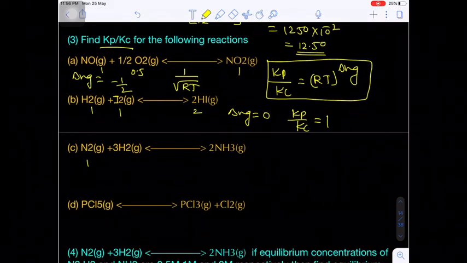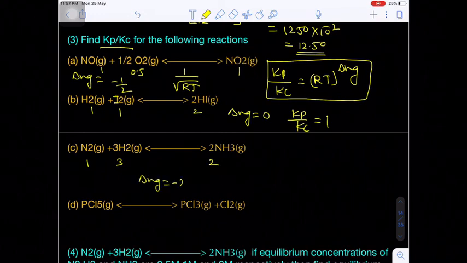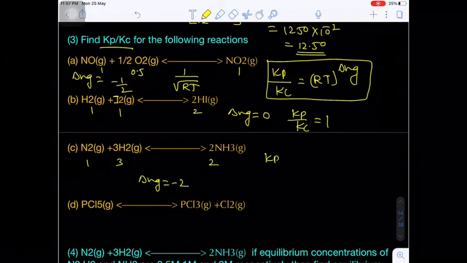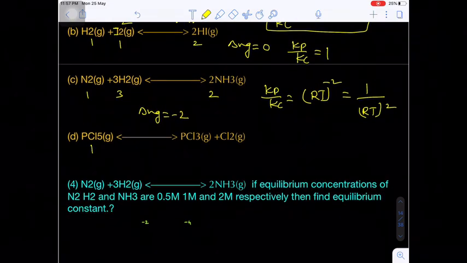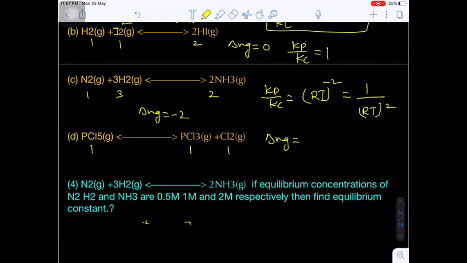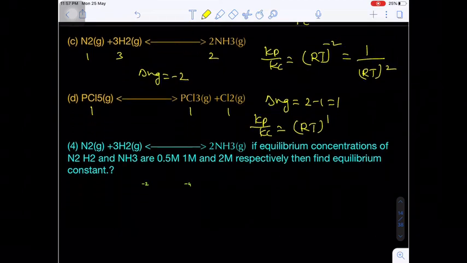Okay. Next to 1 mole, 3 mole, 2 mole. So delta Ng value how much? Minus 2. So Kp by Kc is equal to RT to the power minus 2. That means 1 by RT whole square. Okay. Next to 1 mole gives 1 mole plus 1 mole, 2 mole. So delta Ng is equal to 2 minus 1, that is equal to 1. So Kp by Kc is equal to RT to the power delta Ng, that is 1.